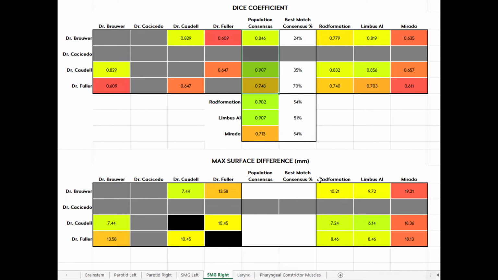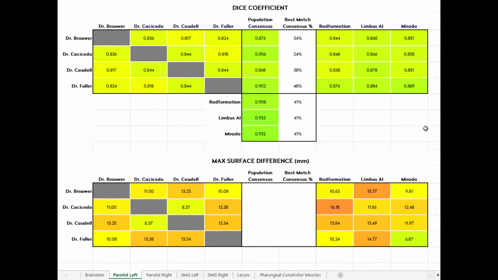Same with the max differences. Again, Murata, they're all high because of that little bubble that was added. So pretty interesting results for the submandibular glands. We will now jump into the parotid. We'll go in the same order, left and right.